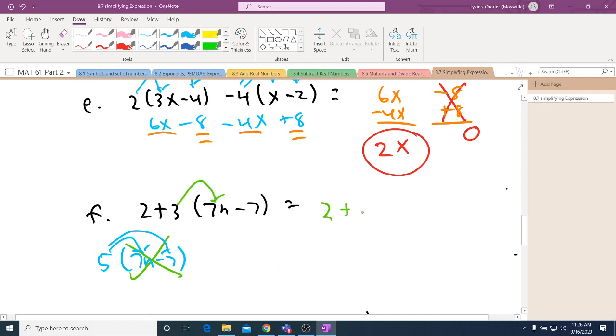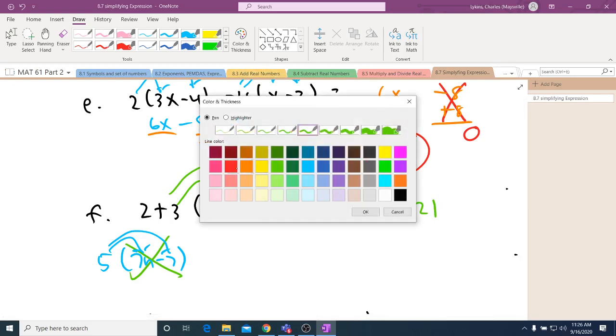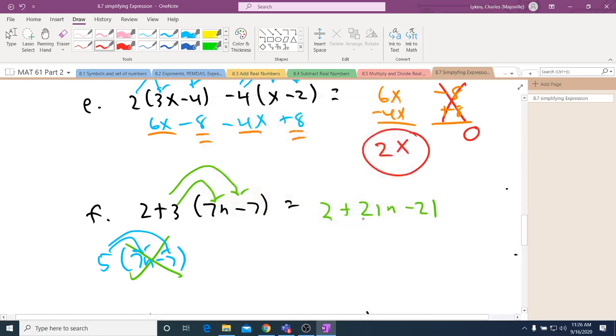So 3 times 7n is 21n. 3 times negative 7 is a negative 21. So I've got, those are my like terms. So 21n, negative 21 plus 2 gives me a minus 19.